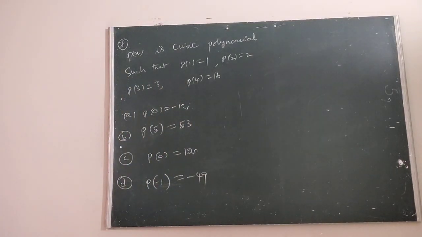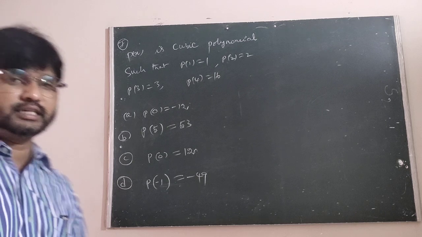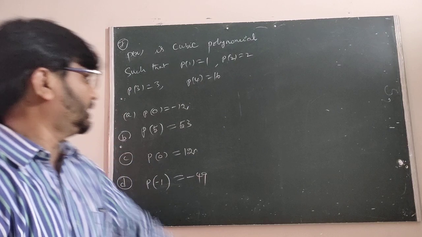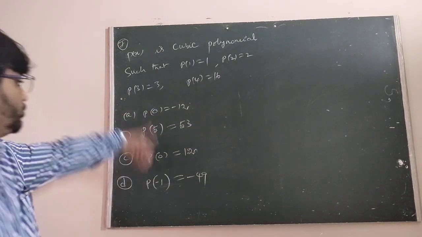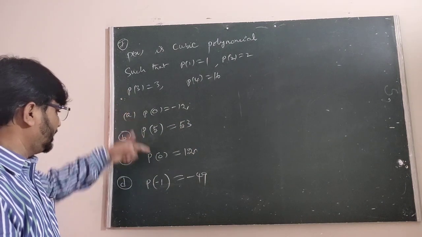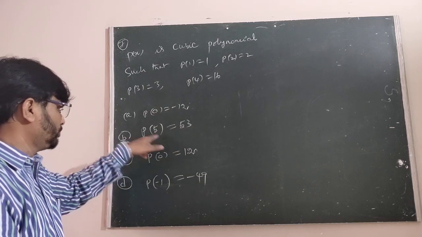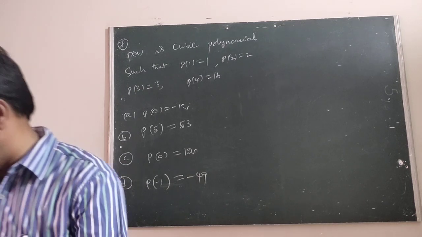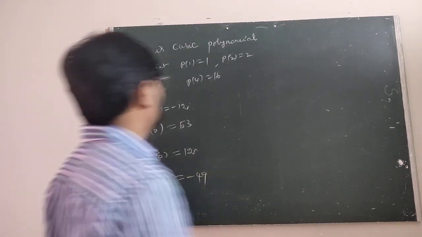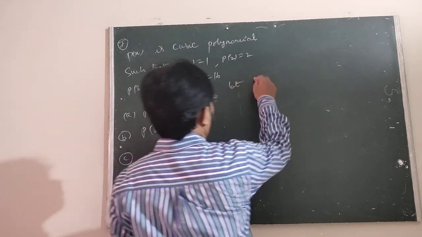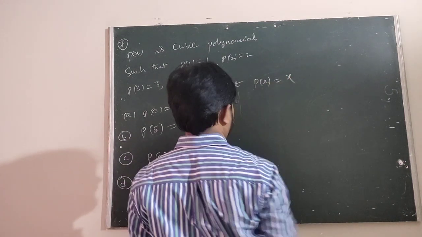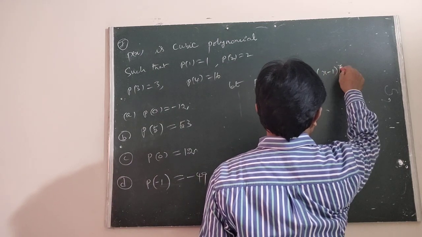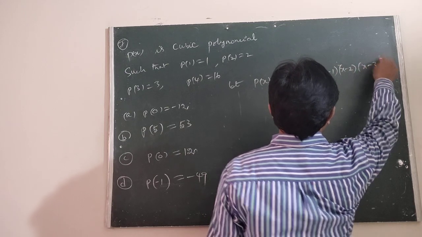So here P of x is a cubic polynomial such that P of 1 is 1, P of 2 is 2, and P of 3 equal to 3, but P of 4 is 16. Then we have to find these values: P of 0 is minus 12, P of 5 is 53, and P of minus 1 is minus 49. Therefore, let P of x be x plus A into x minus 1, x minus 2, x minus 3.